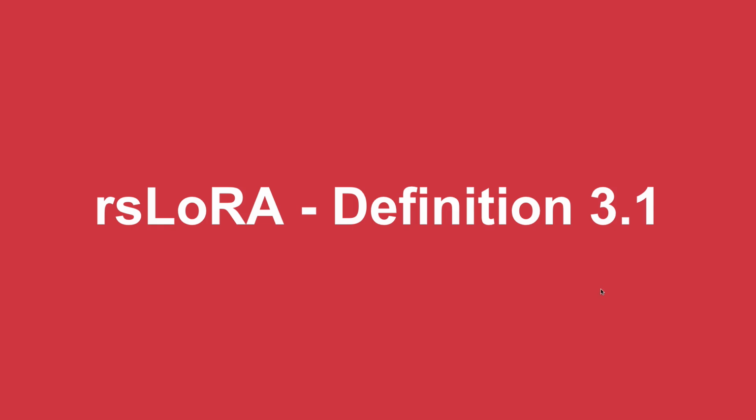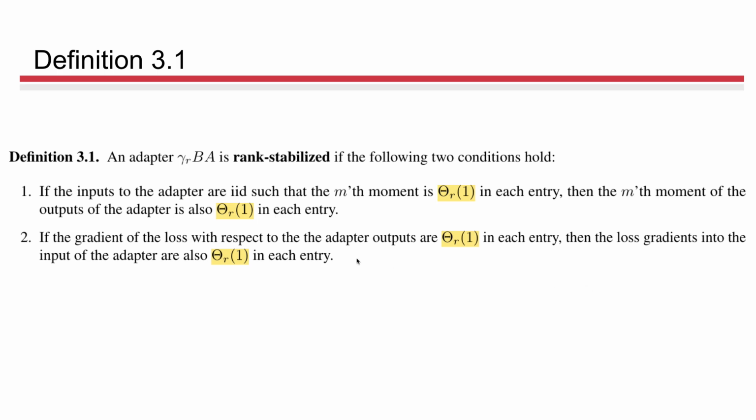So I'll start with rsLoRA definition 3.1. An adapter gamma_r BA is rank stabilized if the following 2 conditions hold. If the inputs to the adapter are IID, such that the mth moment is in big Theta(1) in each entry, then the mth moment of the outputs of the adapter is also big Theta(1) in each entry. And then they say the same thing for the gradient of the loss with respect to the adapter outputs, as well as the loss gradients into the input of the adapter.